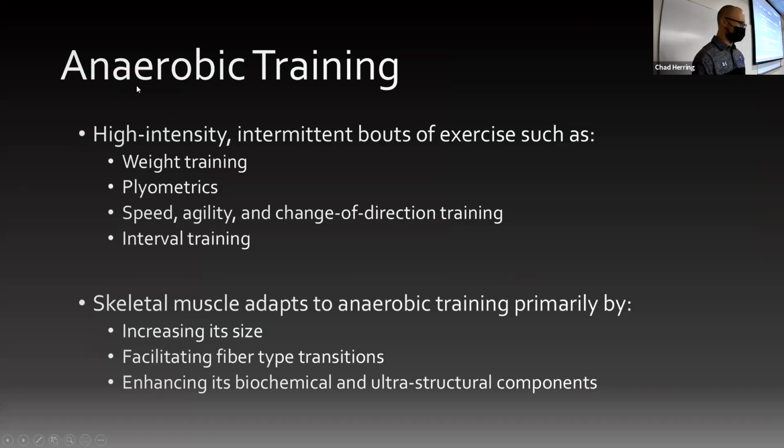Anaerobic training. Like I said, high intensity intermittent bouts of exercise. You can look at general concepts: aerobic training is low intensity, longer type work; anaerobic is high intensity, shorter bursts. Some examples: weight training, resistance training, plyometrics, which are different types of jumping utilizing the stretch shortening cycle, speed, agility, change of direction, and interval training.